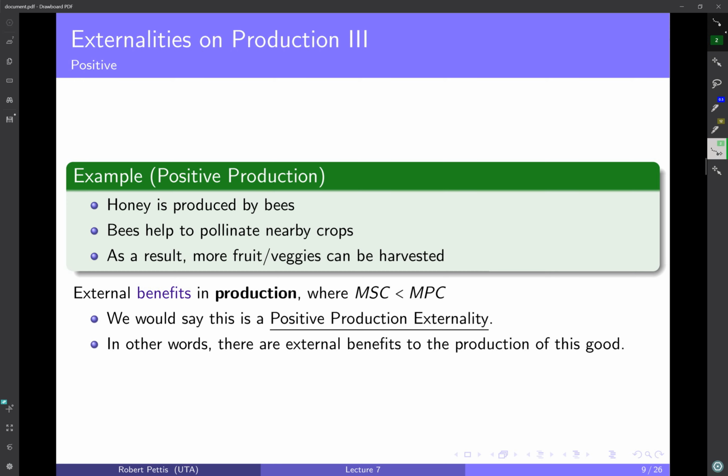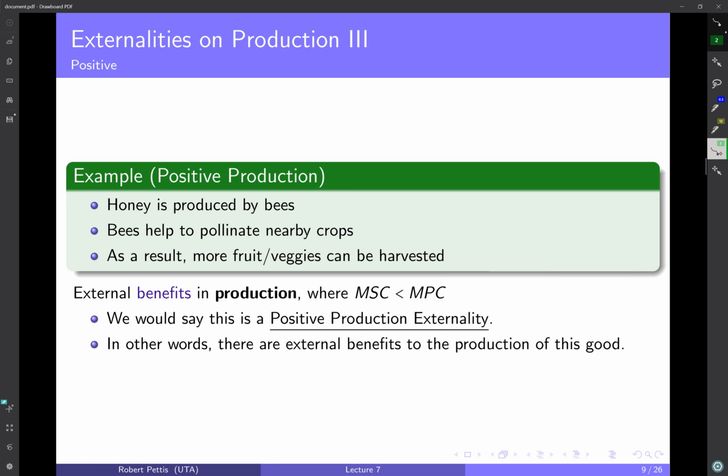The example we use for this is honey. Honey is produced by bees, and bees help pollinate nearby crops. As a result, more fruit and vegetables can be harvested. So obviously farmers would like to see a lot of bees around. It's good for them, right?